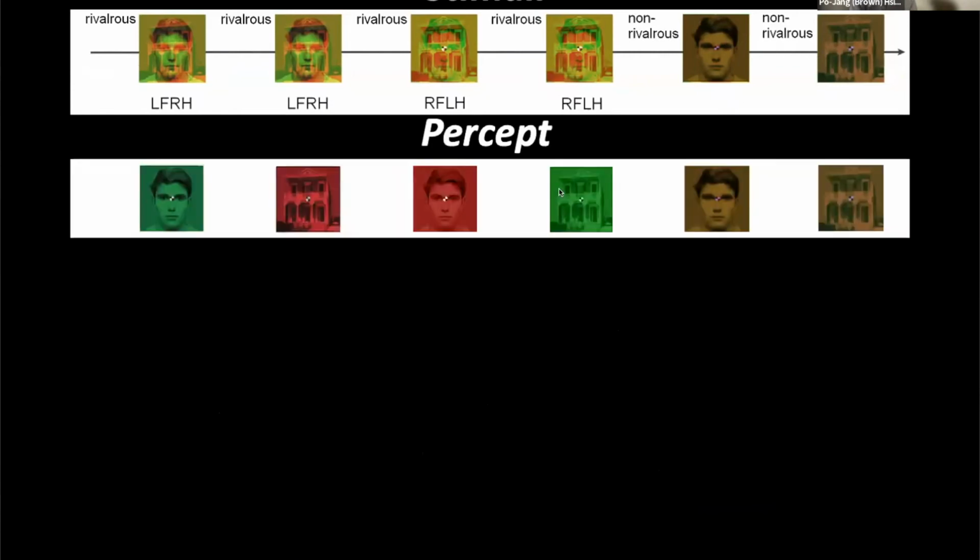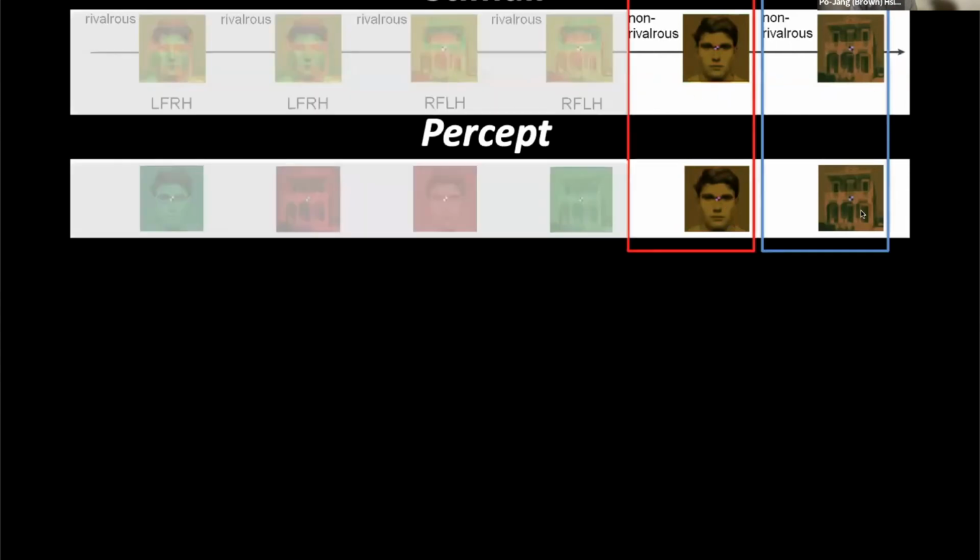So you can see that there are ambiguous stimuli, and sometimes there are non-ambiguous or non-rivalry stimuli. And in this example run, people might see a face in the first trial, a house in the second trial, a face in the third trial, and a house in the fourth trial. And for these control stimuli, they must see a face and a house.